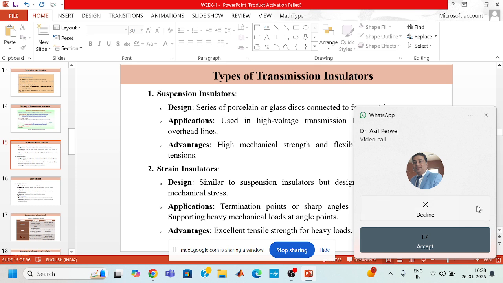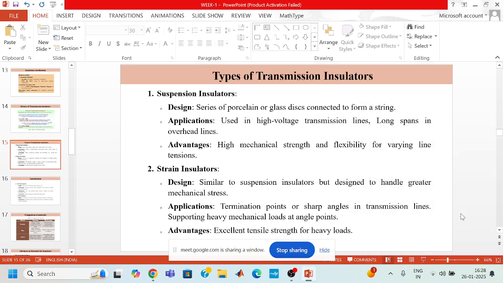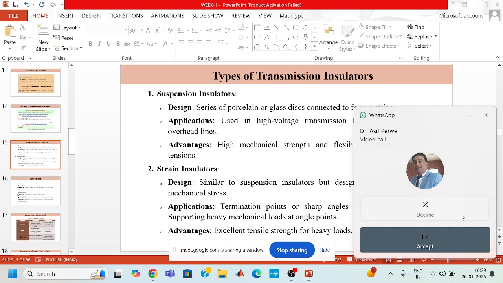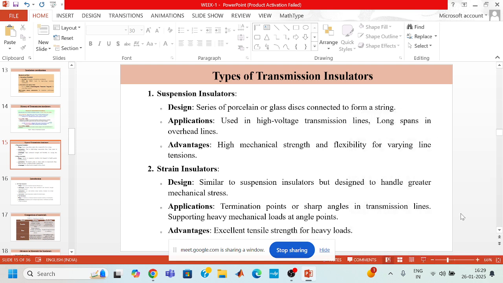Suspension insulators are designed as a series of porcelain or glass discs connected to form a string. All the discs are made for 11 kilovolts, and these are used for high voltage transmission lines and for long spans in overhead lines, because they provide high mechanical strength and flexibility for varying line tensions.